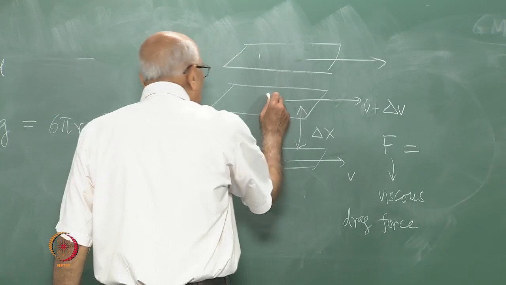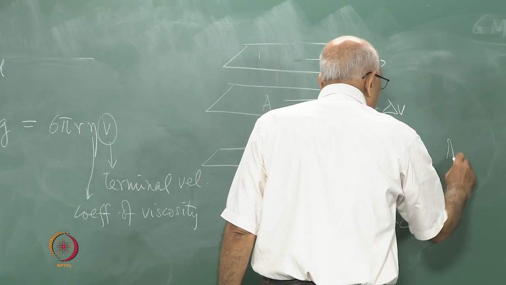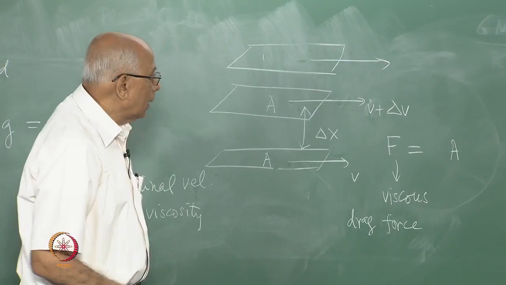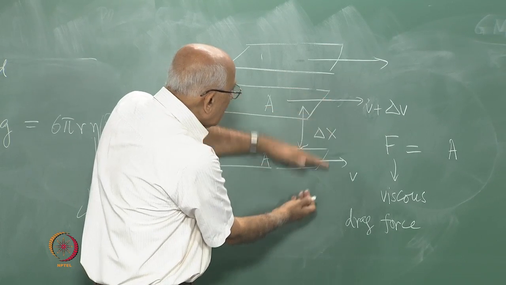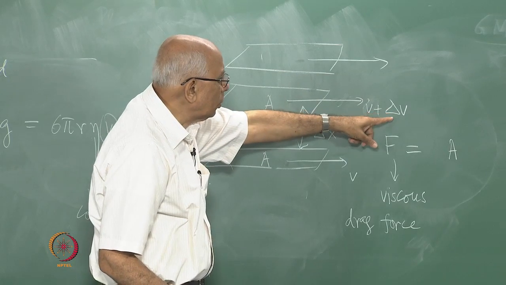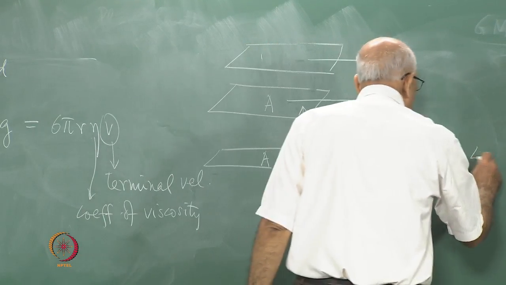It is proportional to the surface area of the two planes, so it is proportional to A. It is also proportional to the manner in which the velocity changes as you go upwards. So, it is the ratio of this difference delta v over this distance delta x.